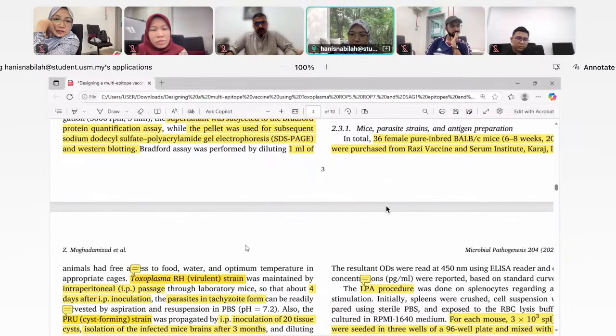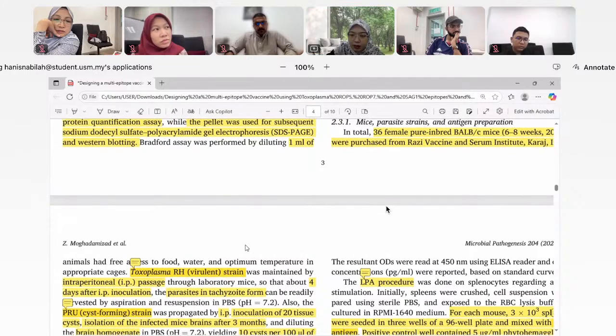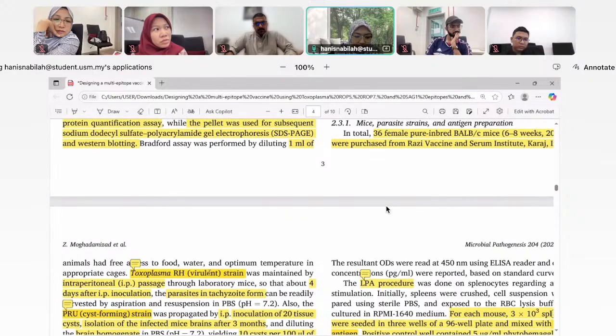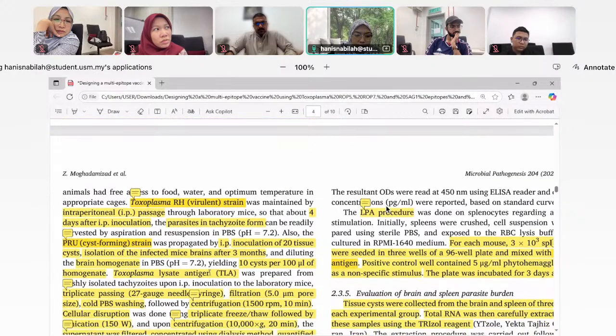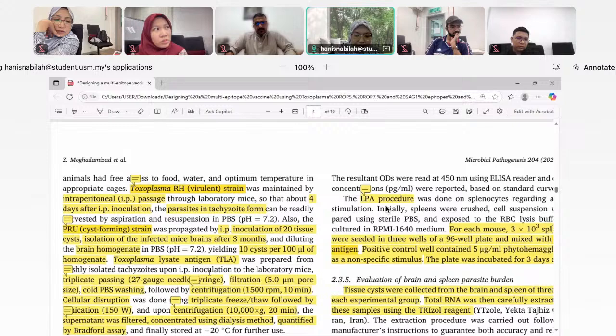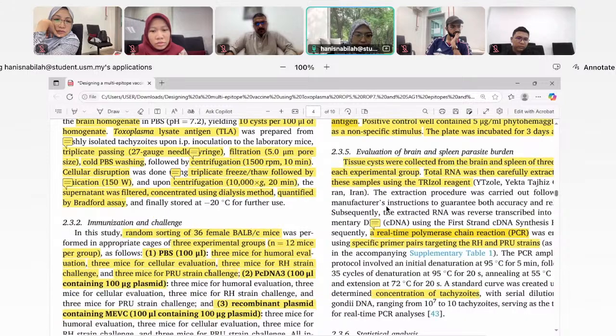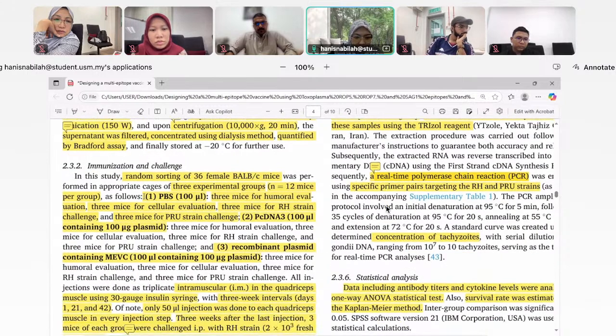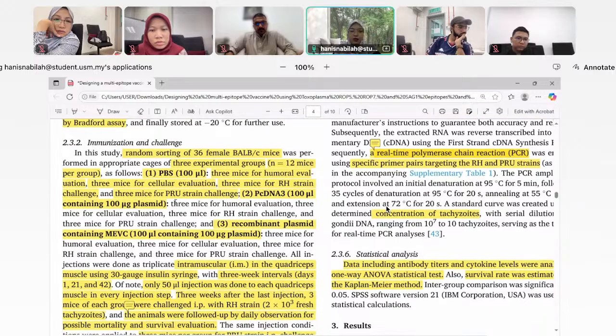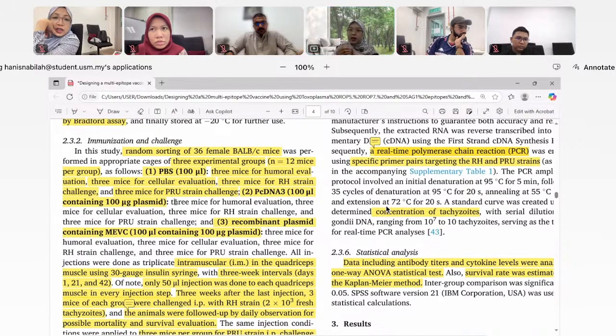This one is prepared for the TLA, or toxoplasma lysate antigen. But in the immunization challenge, they have 3 groups. Okay, understood now. You're right.